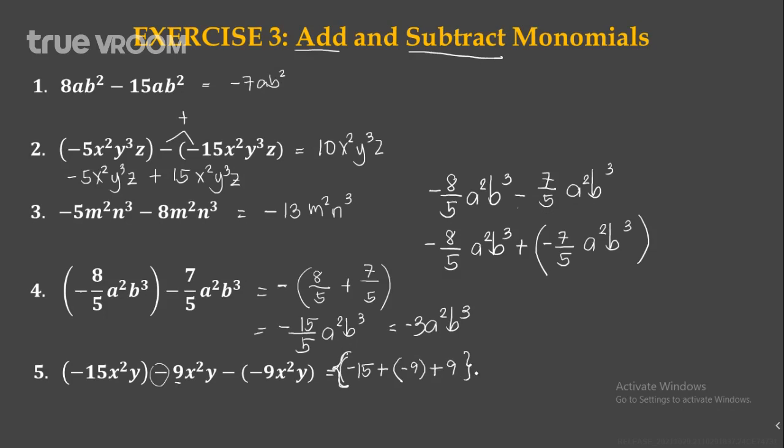And then x raised to 2. So what is negative 15 plus negative 9 plus 9? Negative 15. All right, negative 15 x squared. Do you understand, everybody? This is just a review.